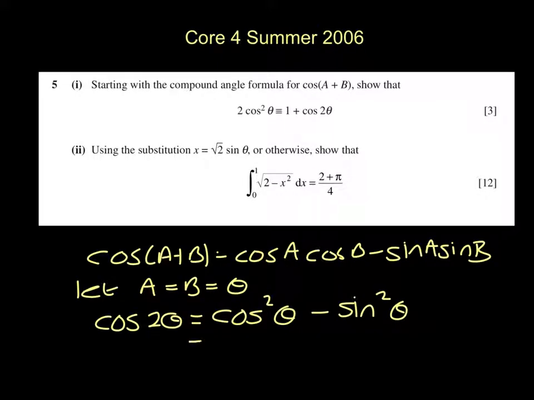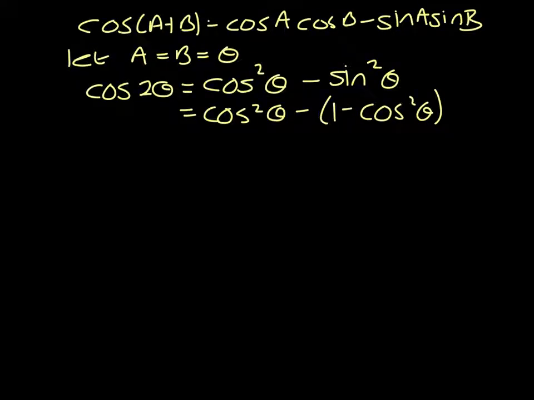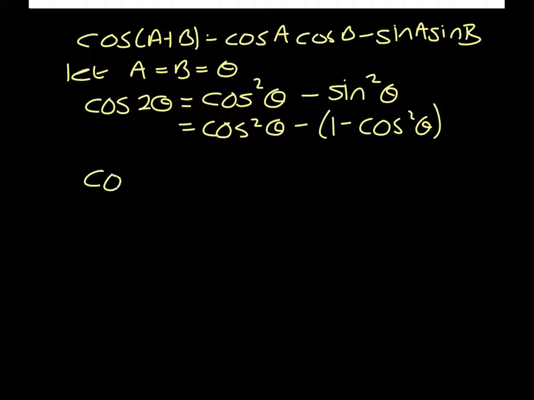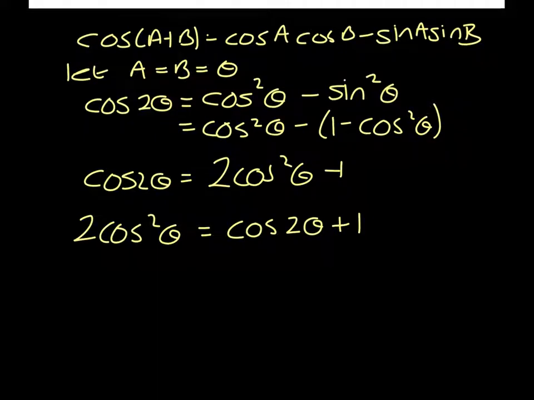Now we also know that cos squared plus sine squared is 1, and that means that sine squared is 1 minus cos squared theta. So that gives us that cos of 2 theta equals cos squared theta minus (1 minus cos squared theta), so cos squared theta plus cos squared theta, minus 1. Rearranging that, 2 cos squared theta equals cos of 2 theta plus 1, which was asked for in the question.